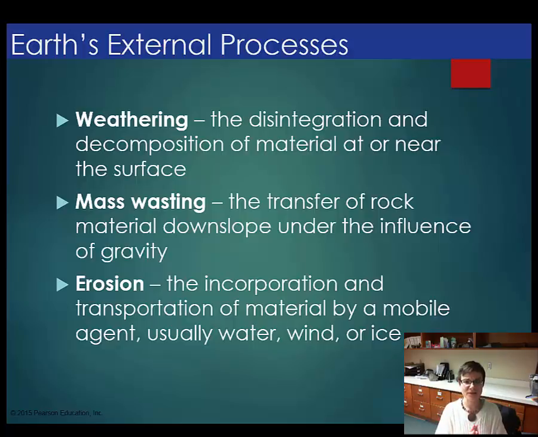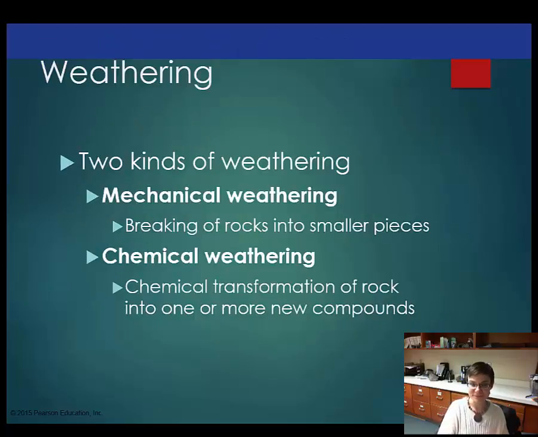Mass wasting is the transfer of rock material downslope under the movement of gravity. Once again, that's the definition provided by your book. All I'm concerned with is that you understand that rock material is moving downwards. I think we all understand that that's probably due to gravity making things fall down. But this is a very long way of saying that rocks break apart, that's weathering, and then they get moved, that's erosion, and when they move, they have a tendency to fall down, and that's mass wasting.